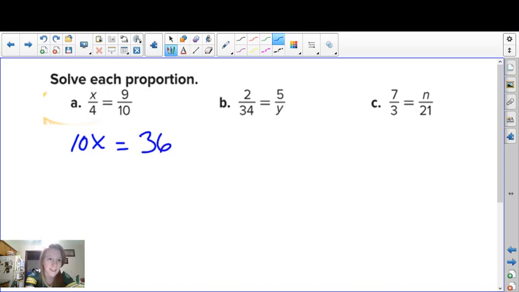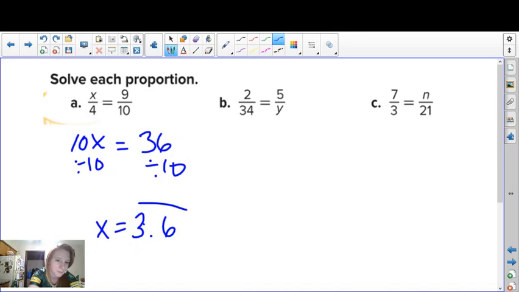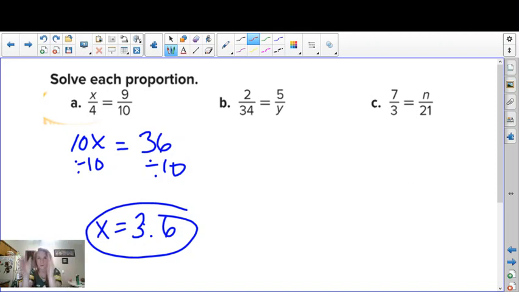And since that 10 and that x are being multiplied, to undo that multiplication, I divide. And I'm dividing by 10, since 10 is what's with the x, and x is what I'm looking for. And then 36 divided by 10 is just 3.6. I'm going to switch colors since we're right next to each other, and I don't want us to get all confused as to what number goes with which problem.